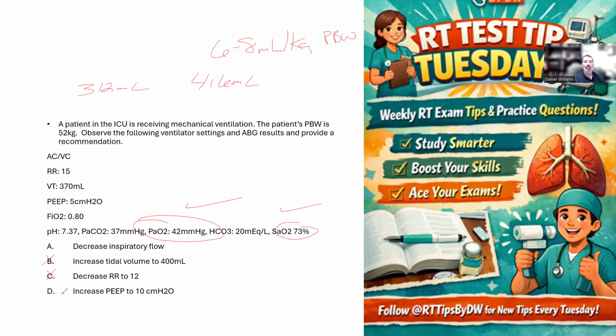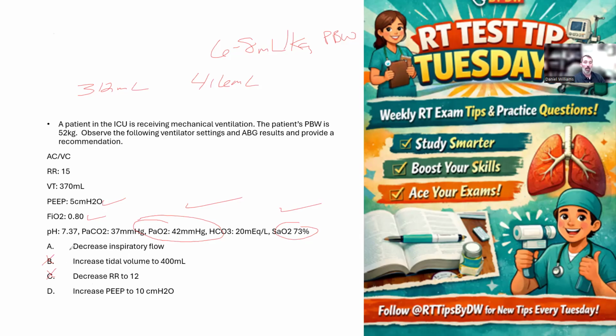Now I look at the answer choice D, increase my PEEP to 10 centimeters of water pressure. I go up here, I see that I have an FiO2 of 0.80 and I have a PEEP of 5 centimeters of water pressure. General rule of thumb is once you get to 60% or greater on your FiO2, you need to begin to match that with an increase in PEEP levels. So if I'm looking at what would fix this blood gas or be a more immediate fix, I'm going to choose between A and D.